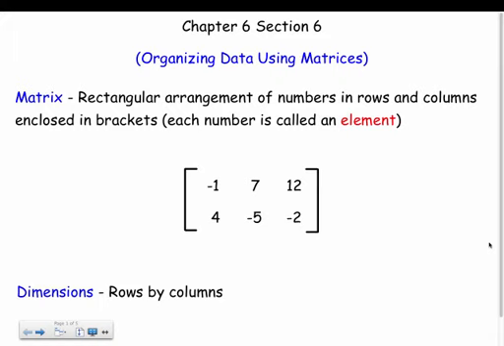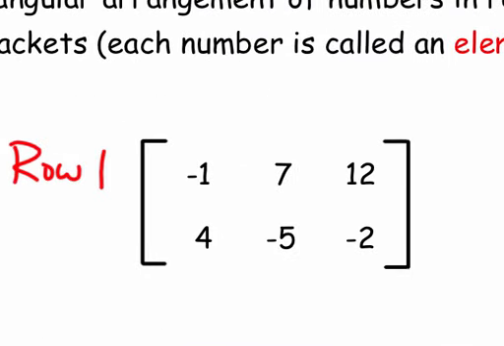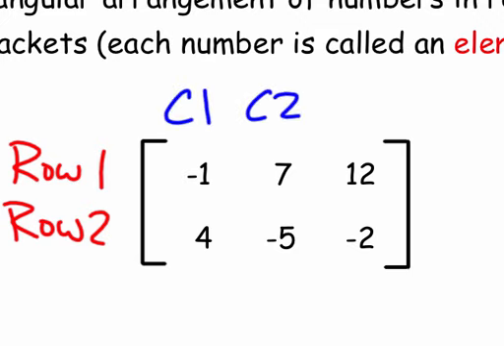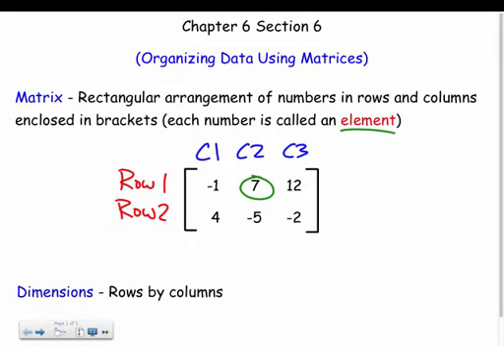So if I look here at my matrix, I've got a left bracket and a right bracket, and there's 2 rows and 3 columns, it looks like, because rows go side to side. So this would be row 1, this would be row 2, and then columns go up and down. So this is column 1, column 2, column 3. So it looks like I have 2 rows, 3 columns, and each number in there is an element. So for example, 7, that's an element. It's located in row 1, column 2. Okay, pretty straightforward, right?